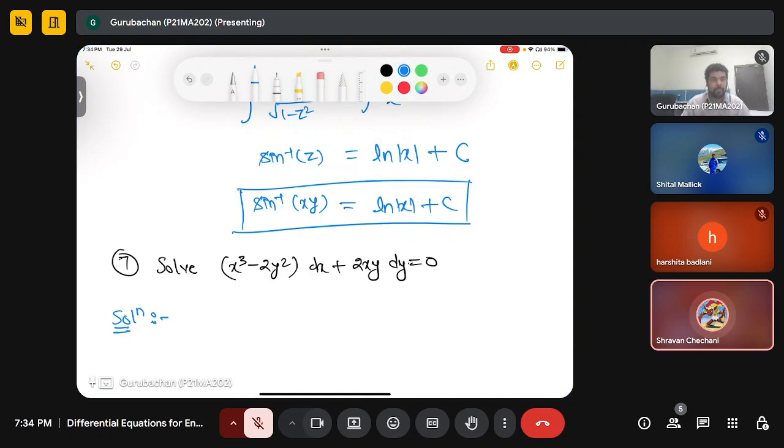Sir, we can go for exactness, but it is not exactly exact. So we need to divide it by a function of n. So we can get the function of x, solve for the integrating factor, multiply it, and get the equation. Okay.